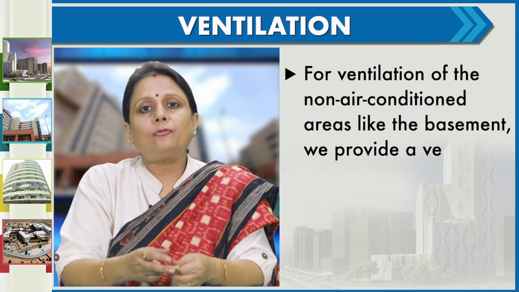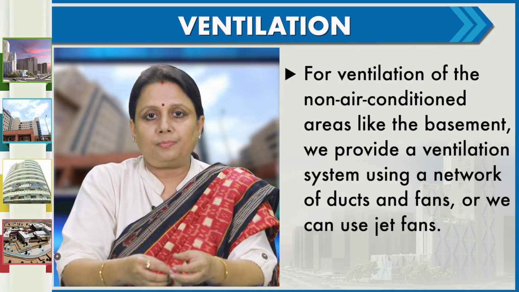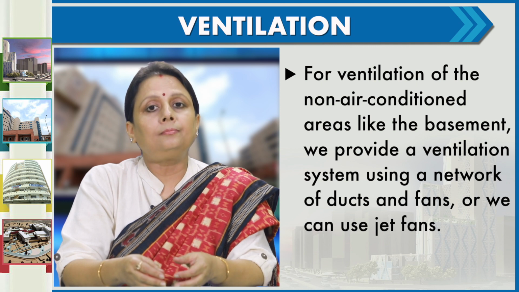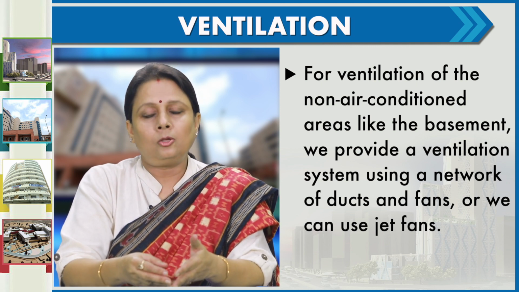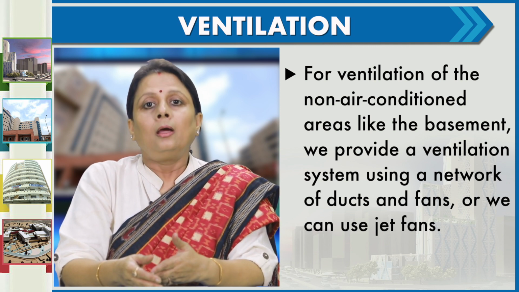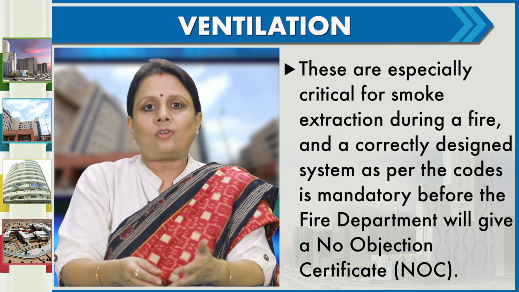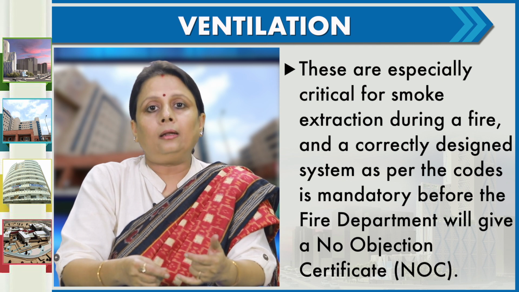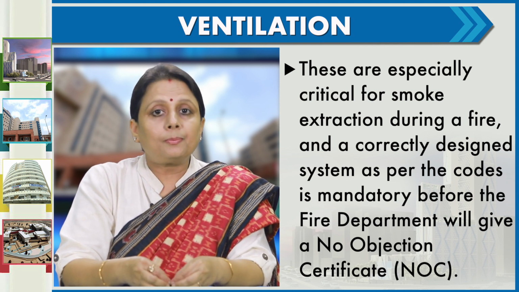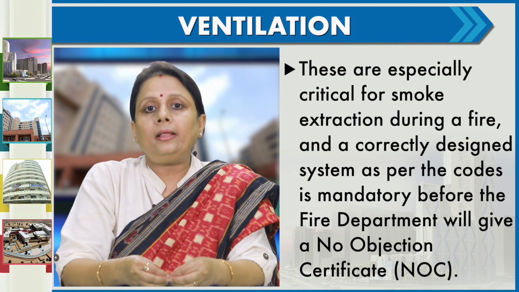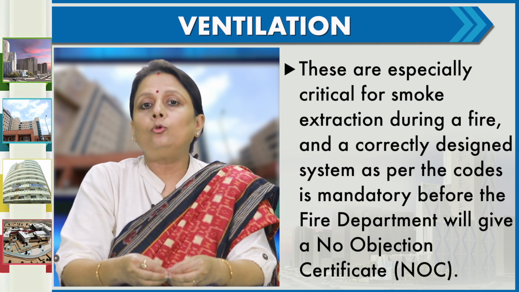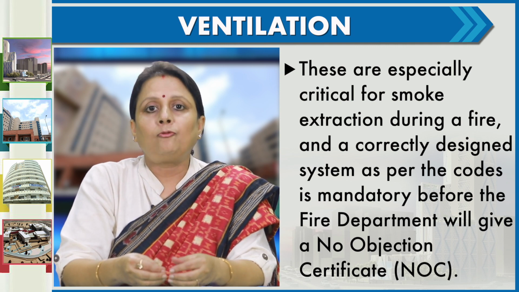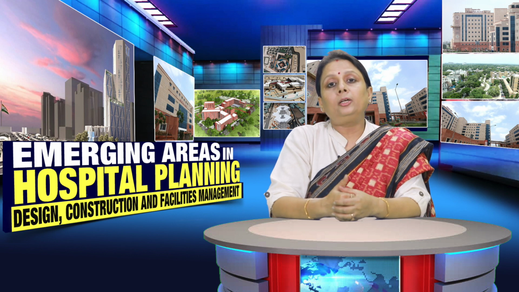So for ventilation of the non-air conditioned areas like the basement, we provide a ventilation system using a network of ducts and fans, or we can use jet fans. These are especially critical for smoke extraction during a fire, and a correct system design is important, which is as per the codes, and it is mandatory before the fire department will give you a no objection certificate for that building. Ventilation can be done in 2 ways.